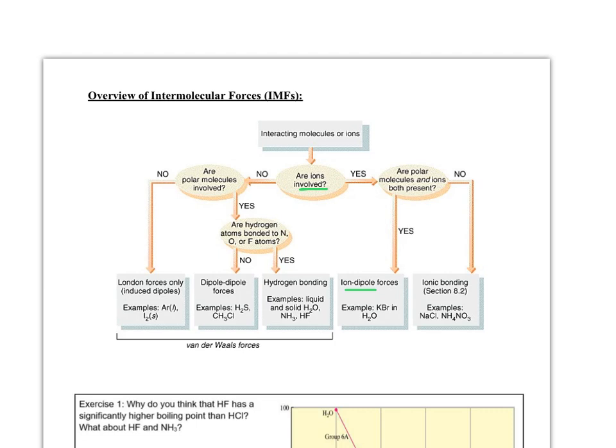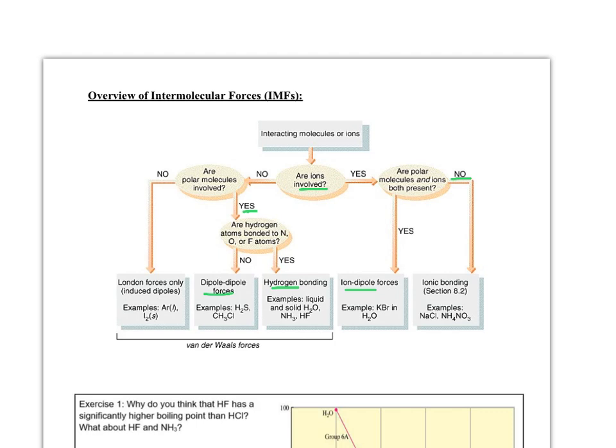We're not there yet in our notes. Or if we say no, then we're going to go to ionic bonding. So that means there are only multiple kinds of ions, which would have nothing to do with IMFs at all. If ions are not involved, then you have to decide if there are polar molecules involved. If there are polar molecules, then you have to decide, is it hydrogen bonding? So are hydrogens bonded to nitrogen, oxygen, or fluorine atoms? If yes, then it would be hydrogen bonding. If we say no, it's dipole-dipole.